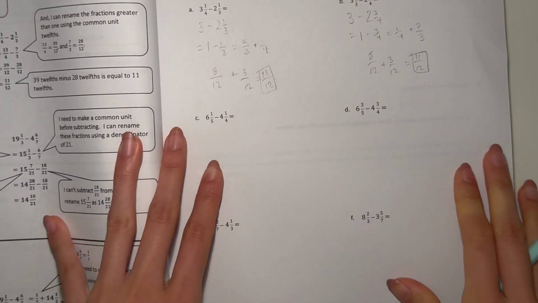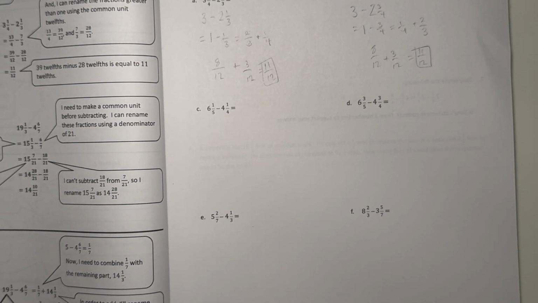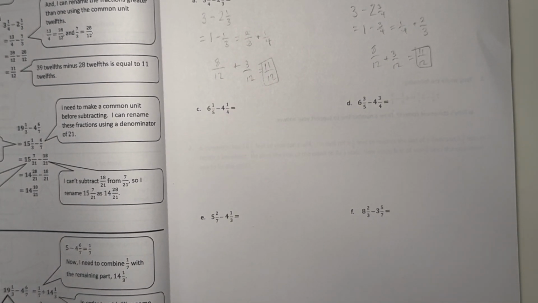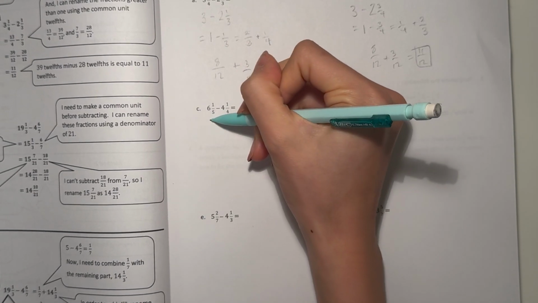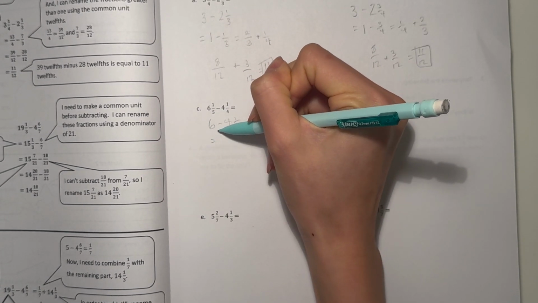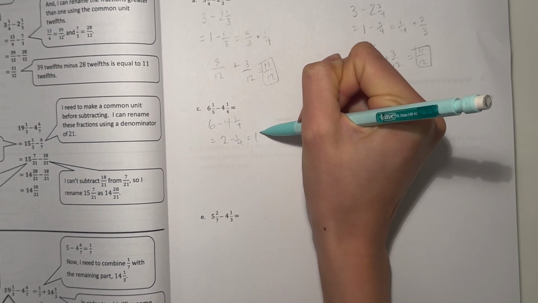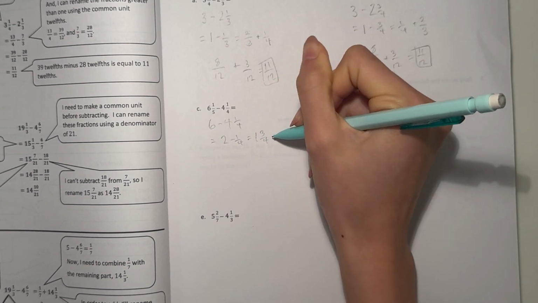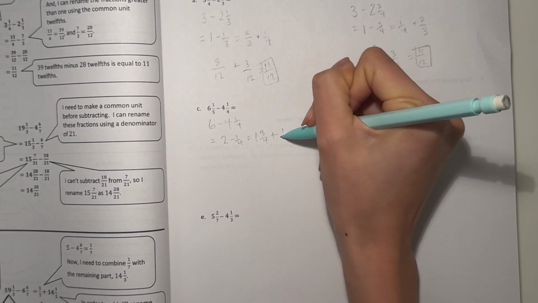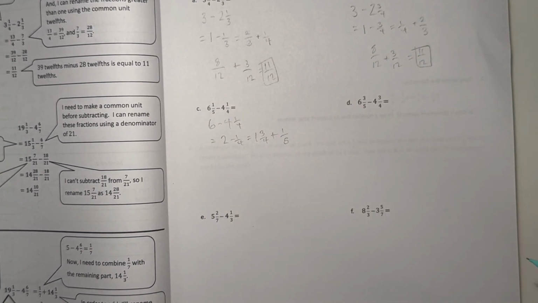Alright, C, 6 1/5 minus 4 1/4. Alright, so we're going to forget about this 1/5. Go 6 minus 4 1/4. 6 minus 4 is 2, so we have 2 minus 1/4, which is 1 3/4. Plus that 1/5 we took away earlier. So 1 3/4, that's 7 over 4.